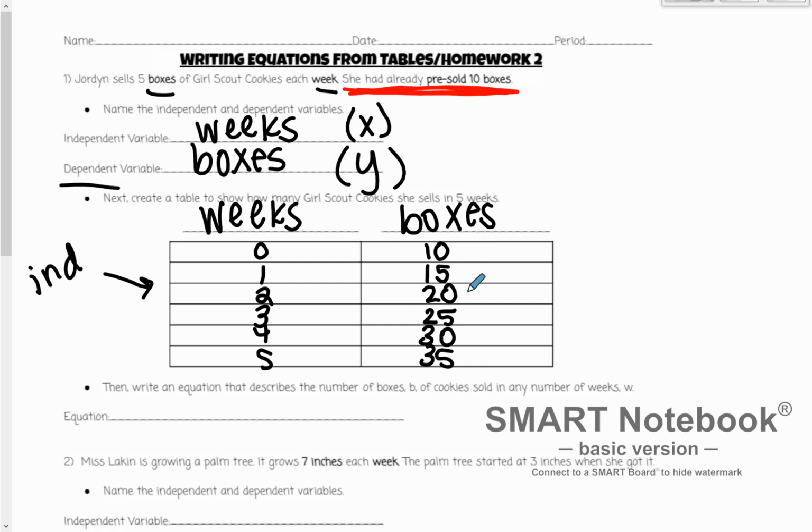Okay. So for our equation, you can always use the letters that they give you if you would like to. I always just like to use the x and y because that way it's always the same. An equation is always y equals. It's the dependent variable equals. So if we were using these, it would be b equals because the dependent variable is what it equals. That's what's changing. That's what our answer is going to be.